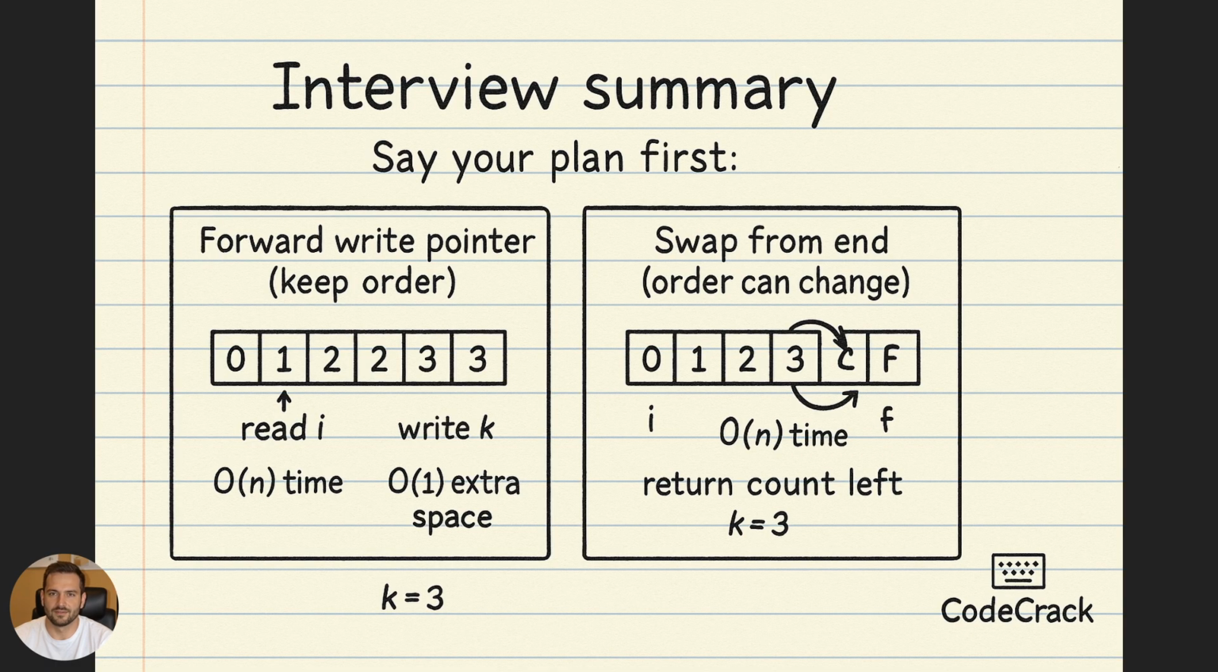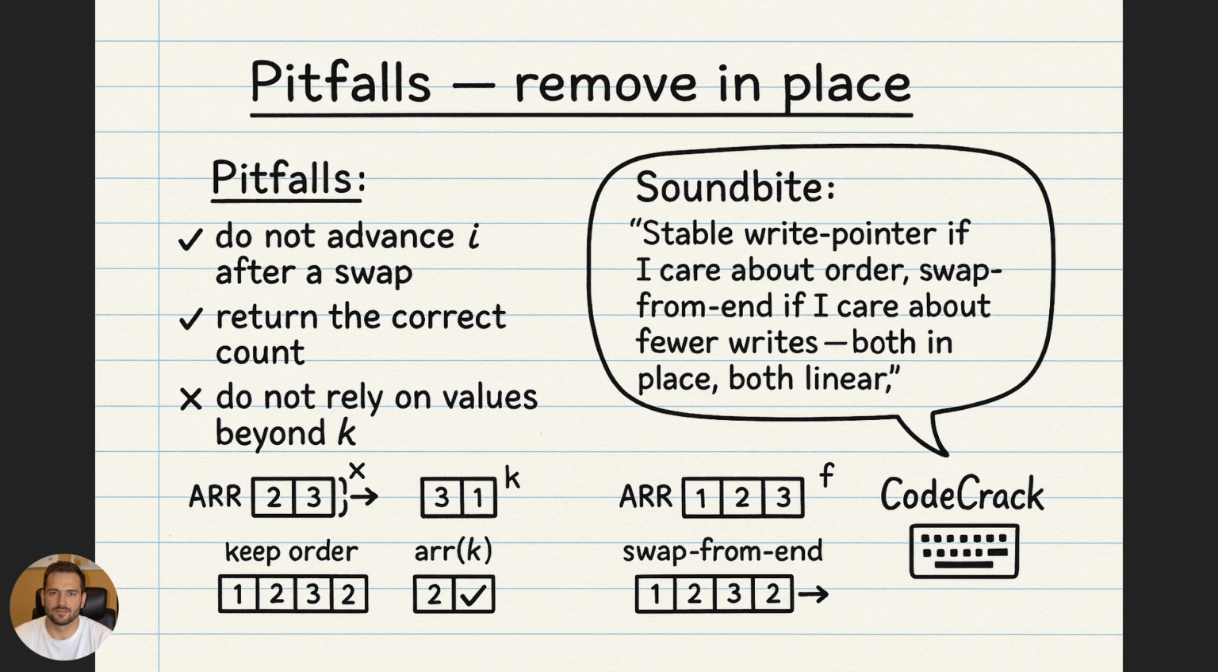So, here is the interview summary. Say your plan first. I can use a forward write pointer to keep order, or a swap from the end pointer to minimize writes since order may change. Always state complexity. Both are O of n time, O of 1 extra space. Call out pitfalls. Do not advance i after a swap. Return the correct count. Do not rely on values beyond k. And a soundbite. Stable write pointer if I care about order, swap from end if I care about fewer writes. Both in place, both linear.